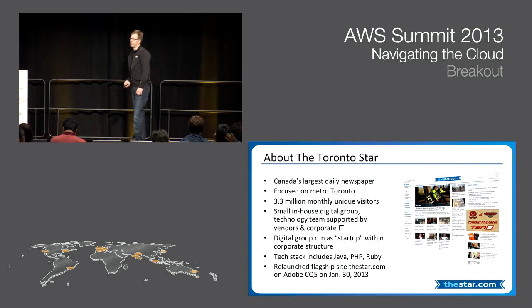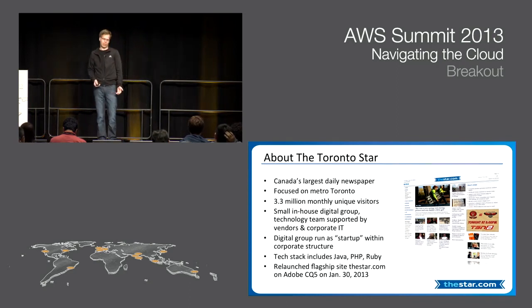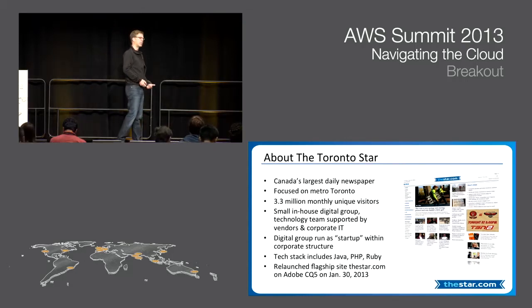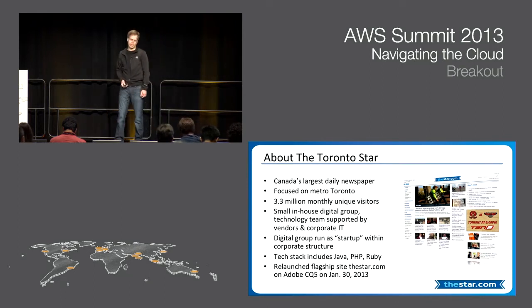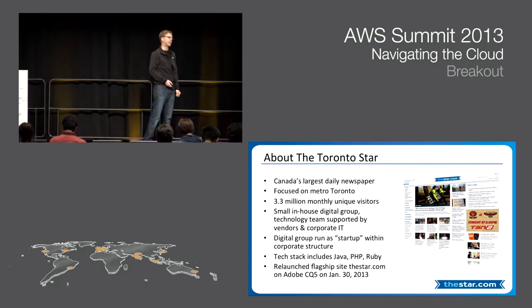We're a fairly small group within the Toronto Star. The Toronto Star is a large newspaper, but we're about 35 or so folks within the digital media group, and that includes about 10 technologists on my team. So we're small and focused. We really run as a startup within a larger, more established newspaper company. We have a multi-technology stack, with a lot of Java, a fair amount of PHP, and some Ruby when I can get away with it in certain niches, so Ruby on Rails and stuff like that.